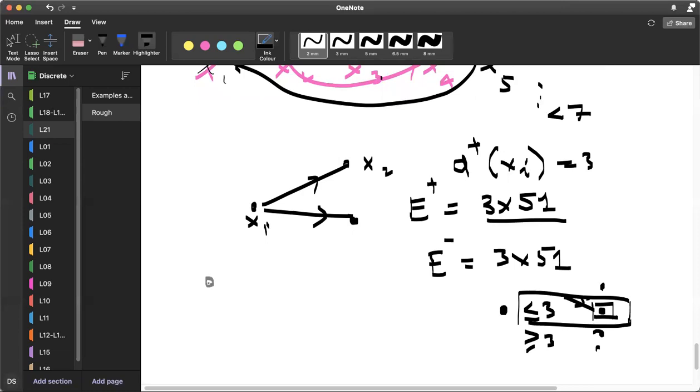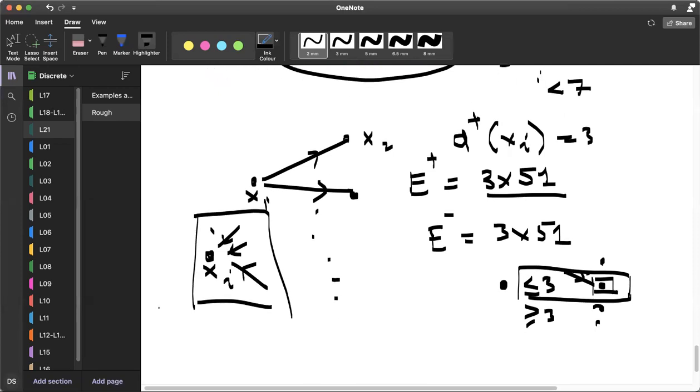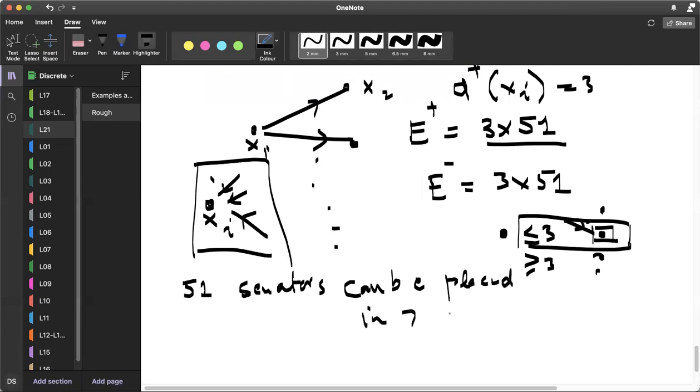We remove that guy from the scene. Let's say that guy is xi, whose incoming degree is less than or equal to, probably 2 or 3, I don't know, but it's definitely less than or equal to 3. We remove this guy from the scene, and then we say that we can place everyone in 7 different committees. So our statement says that 51 senators can be placed, according to our rules, in 7 committees.